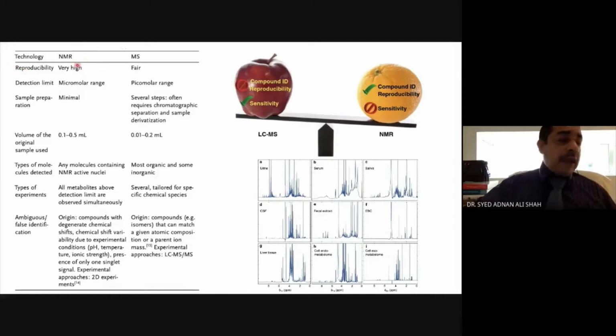High reproducibility of the results, NMR raw data, and the second one is the type of molecule. Any molecule containing NMR active nuclei can be detected through nuclear magnetic resonance spectroscopy. So this is how NMR based metabolomics plays a very important role in metabolomic profiling as compared to mass. Although mass is also a big contributor in metabolomic studies, NMR gives a lot more information about the metabolites, and what is going on in terms of metabolic change in the sample can easily be detected through NMR based metabolomics.